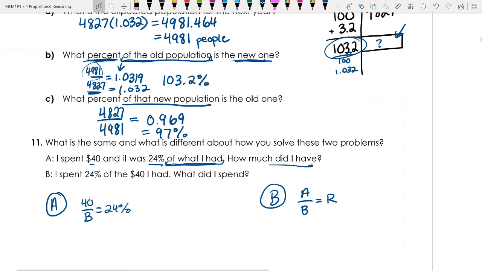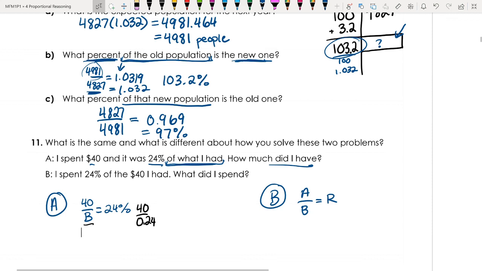$40. Well, when we're trying to find the base, what we have to do is divide. We do 40 divided by 0.24 in order to get that answer. Okay, and I'll let you do that on your own. But you can see this kind of question where you're trying to find the base, you have to divide.